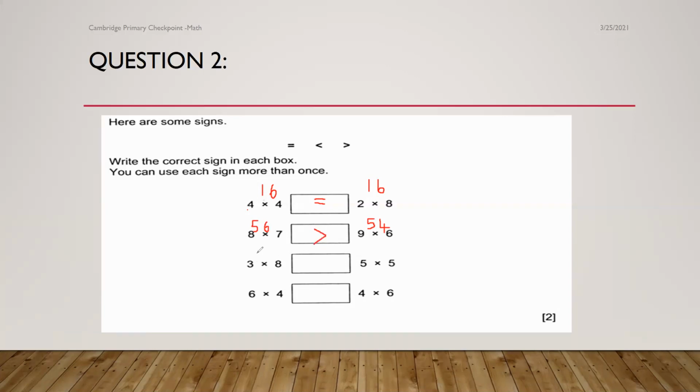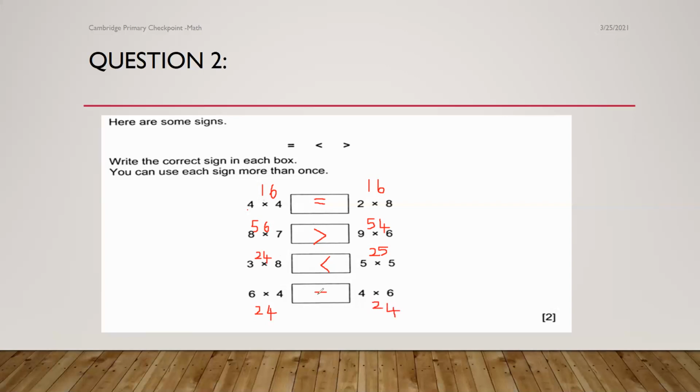Next one, 3 times 8, it's 24. And 5 times 5, it's 25. So 25 is larger than 24. So therefore, you have to use this sign, right? Next one, 6 times 4, it's 24. And 4 times 6 also 24. So you can use the equal sign.